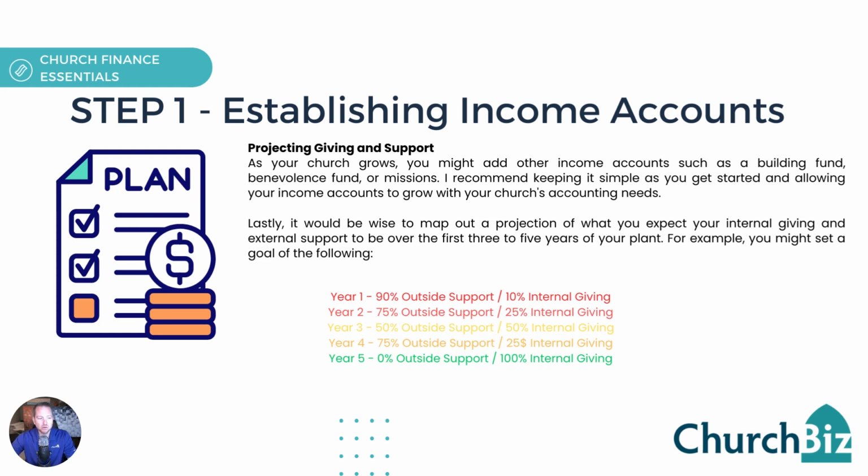I would say that most churches, not all churches, but most churches would like to be self sustaining by year 5 of their existence. And so you can see my example here. In year 1, it could be that you're 90% outside support, 10% internal giving. In year 2, 75-25, 50-50 in year 3, 75-25 in year 4, 0, 100 in year 5, which would be the year that you're self sufficient as a church, that you're funded completely by the giving of those within your church.